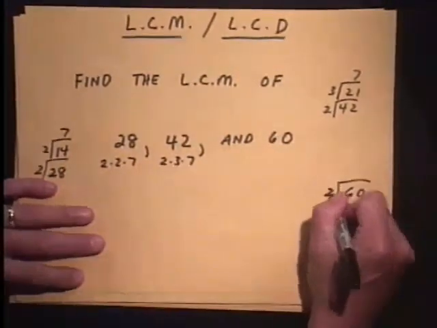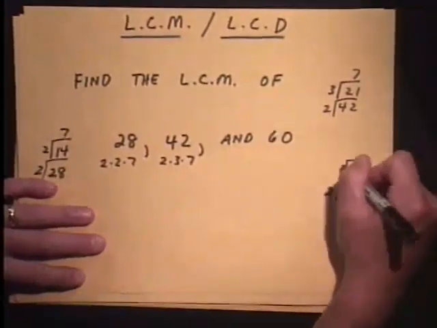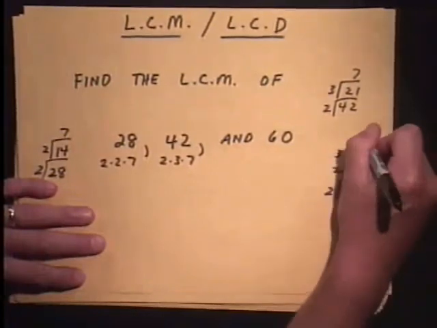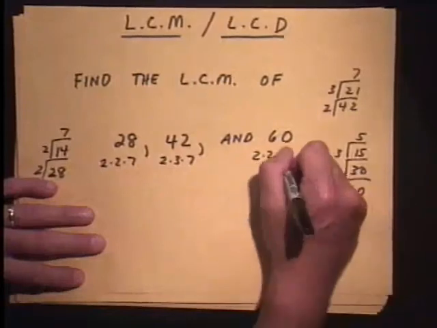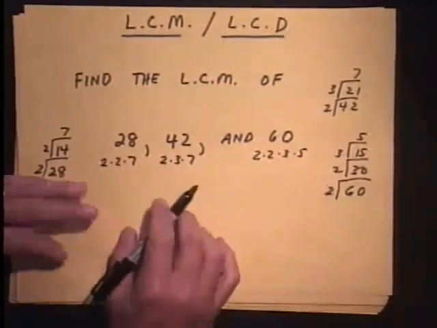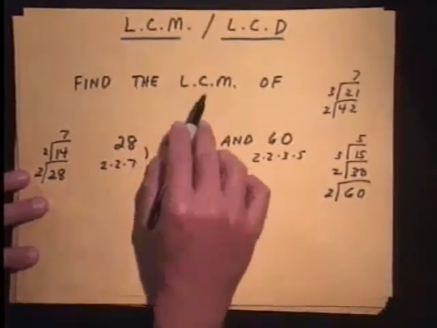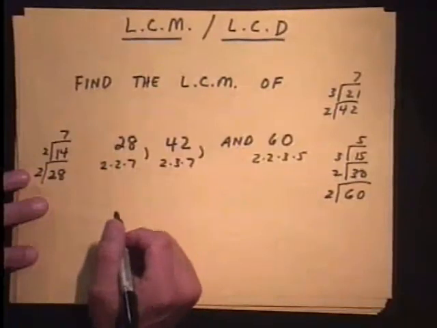So anyway, 2 goes into 60 30 times. 30 is not prime. 2 goes into it 15. And then we end up with 15, 3 goes into it 5 times. So on 60, I end up with 2 times 2 times 3 times 5. So once you get all numbers broken down into primes, it's very easy to find the common denominator, or the least common multiple of the numbers. And here's how you do it.